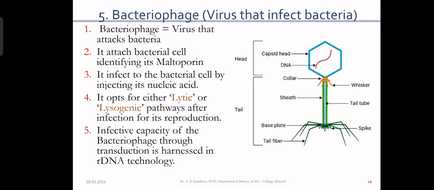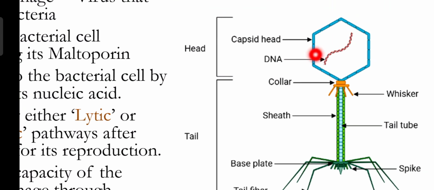So here you can see the figure of the bacteriophage virus. It has a head and a tail. The head consists of the capsid, which is the covering of the head. It consists of protein. There is a DNA molecule, which is a nucleic acid. It has a collar, with fibrous or bristle-like whiskers. It has a sheath that is called the tail tube. It is a contractile sheath.